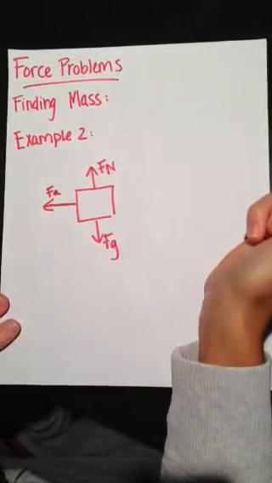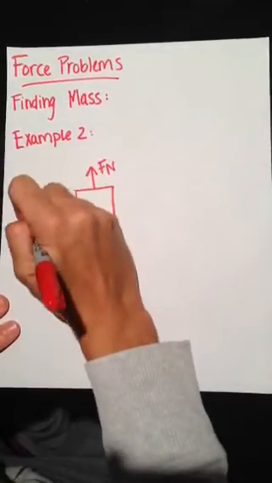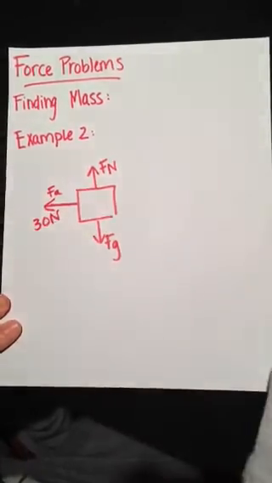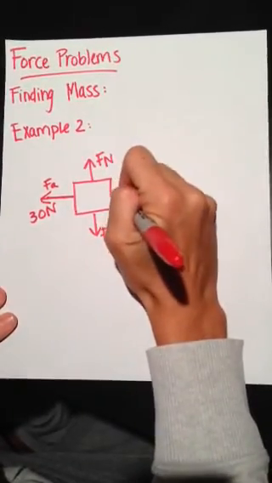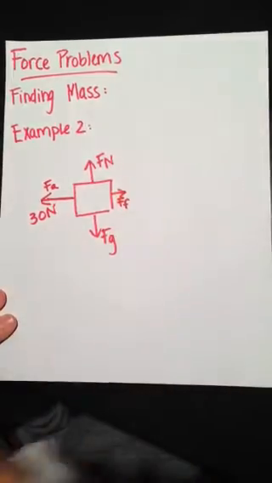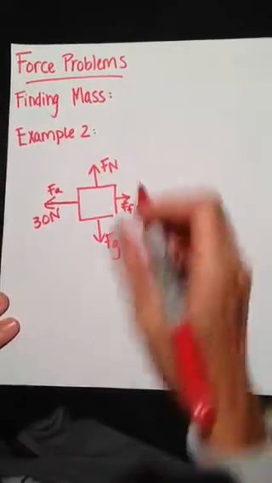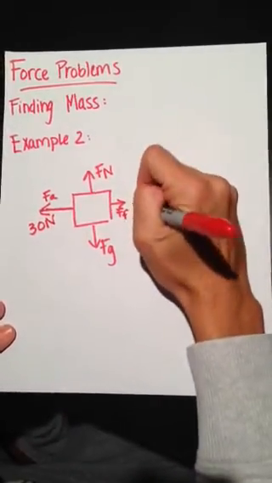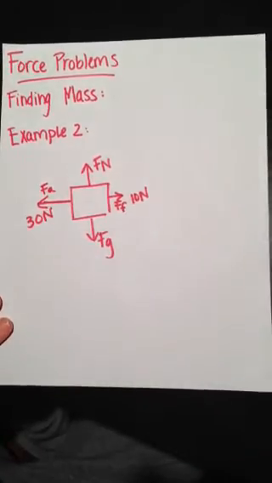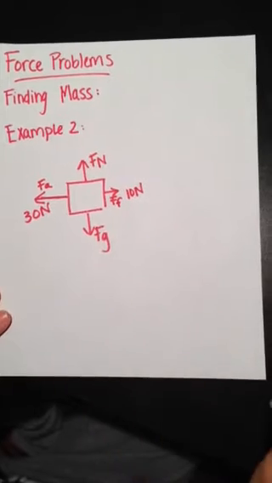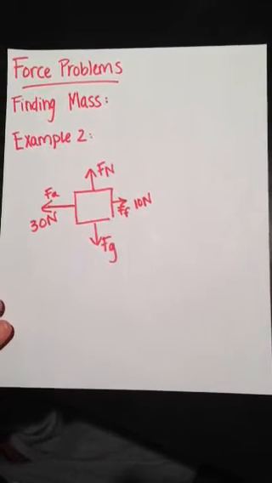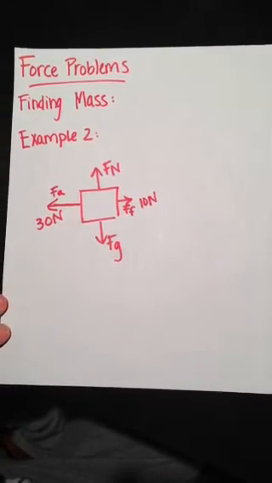And we actually do know what this is, and this is 30 newtons. So we're going to put that there. And then we have a force of friction, which they gave us, and that is going to the right. It's opposing my motion, and that is only 10 newtons. Okay, again, this is an unbalanced diagram because my force applied is greater than my force of friction, which gives me a positive acceleration.